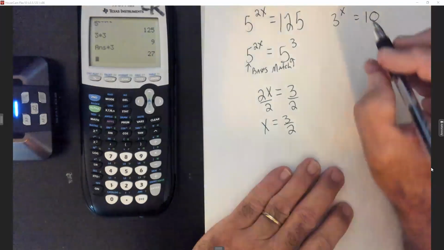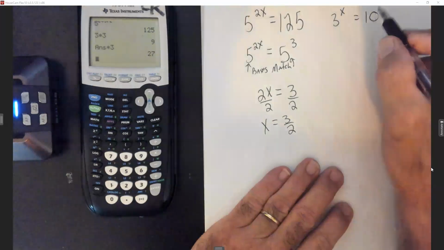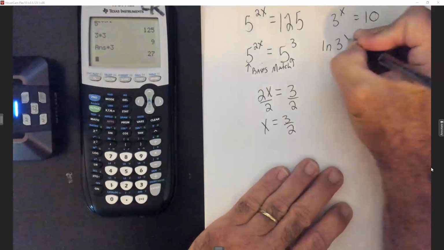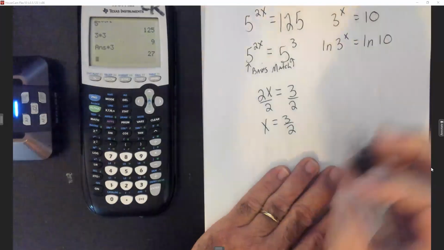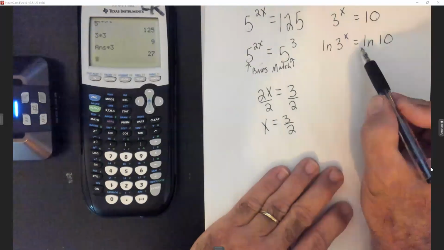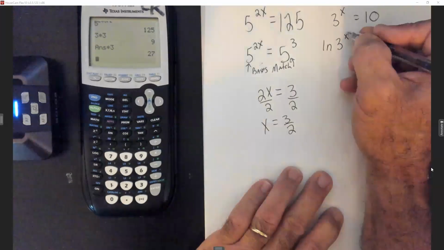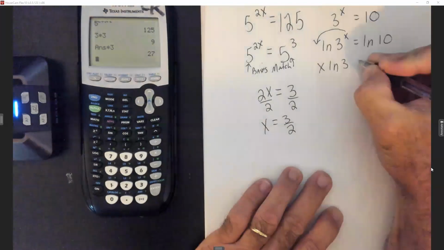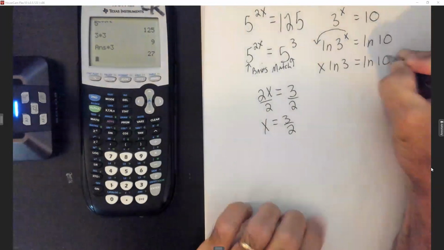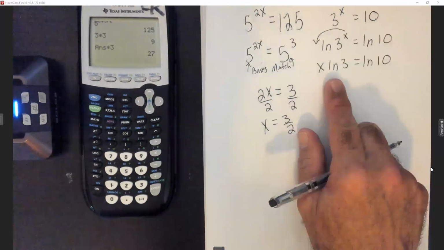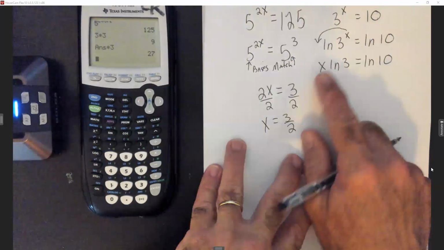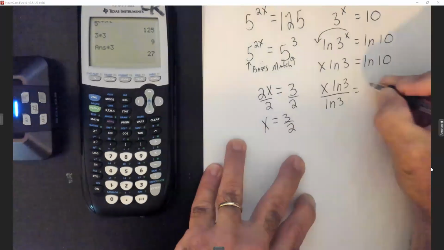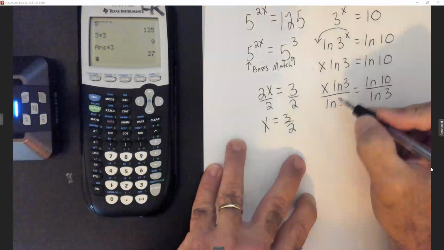So anytime you cannot rewrite them like this, we need to bring the exponents down, and the way we bring the exponents down is take the ln of both sides. So the ln of 3 to the x equals the ln of 10. The reason I did that was because now I can bring my exponent down to the front so that I get an x ln 3 equals ln 10. So x times the ln of 3 equals the ln of 10. So now to get the x by itself, you're going to come in and divide both sides by that ln of 3. Okay, these ln of 3's cancel, and that just gives you your x.